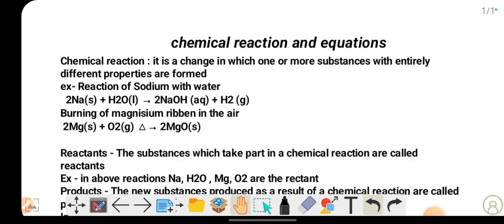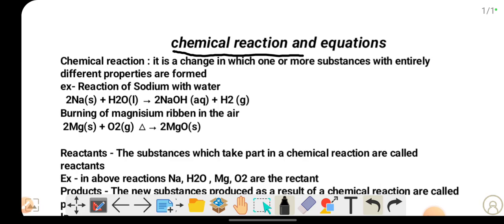Here we will discuss the chemical reactions and equations chapter for class 10th CBSE board. In this chapter we will learn about chemical reactions and equations, and in this lecture we will only discuss chemical reactions. You have generally seen several chemical reactions in your surroundings, like cooking of food, boiling of water, rusting of iron, etc.